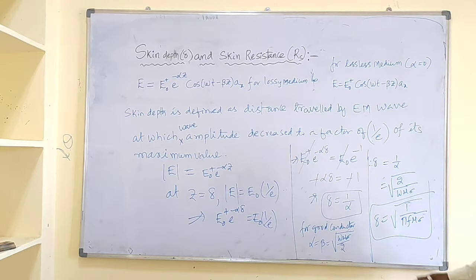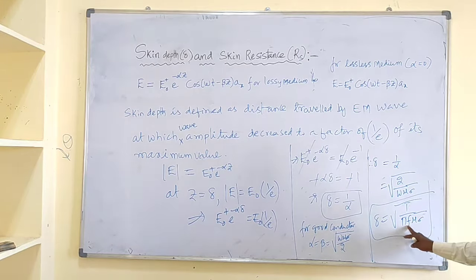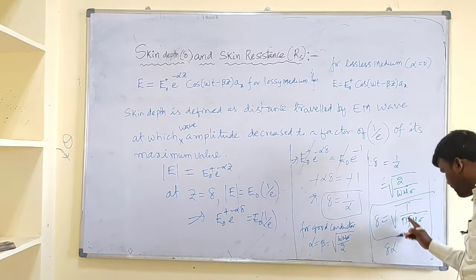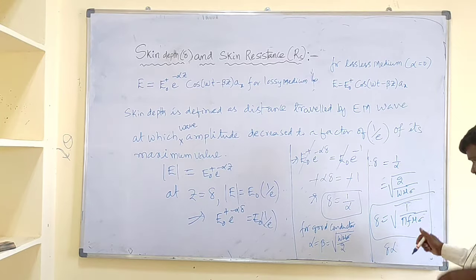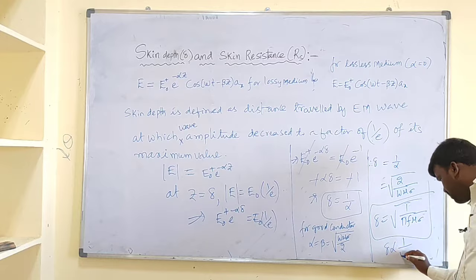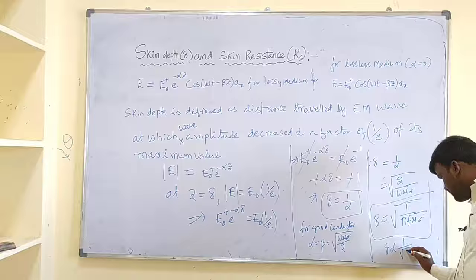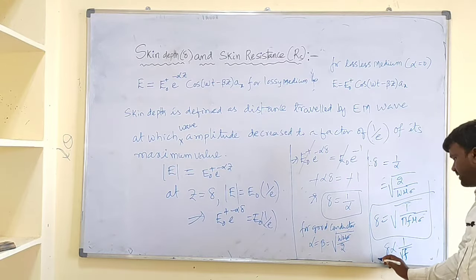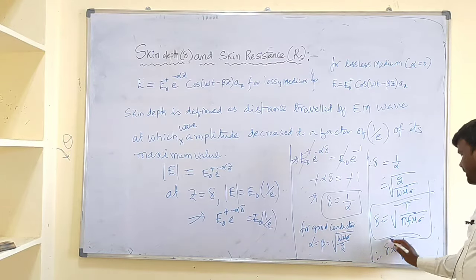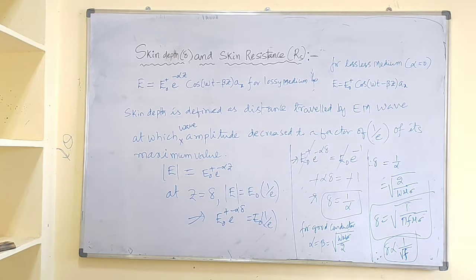Skin depth of the medium is inversely proportional to the square root of the conductivity of the medium. f is constant, mu is also constant. Or else, skin depth is inversely proportional to, we can write, pi is constant, mu is a medium parameter that is also constant for the given medium, and sigma is constant for the given medium. That means skin depth is inversely proportional to the square root of the operating frequency. So delta is inversely proportional to the square root of the operating frequency.